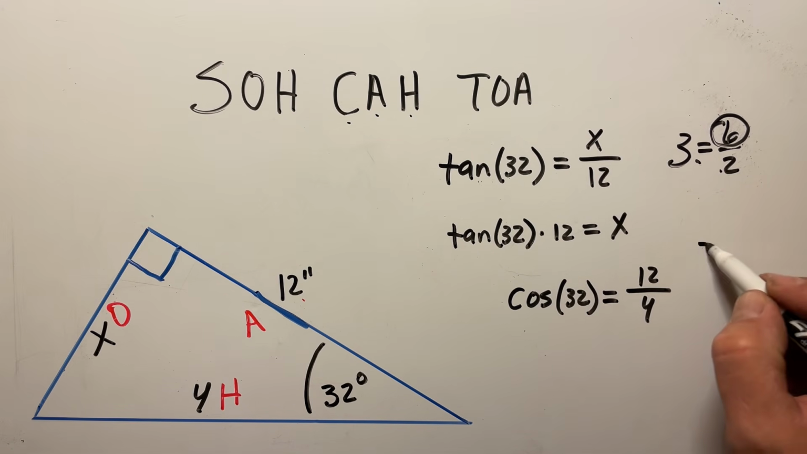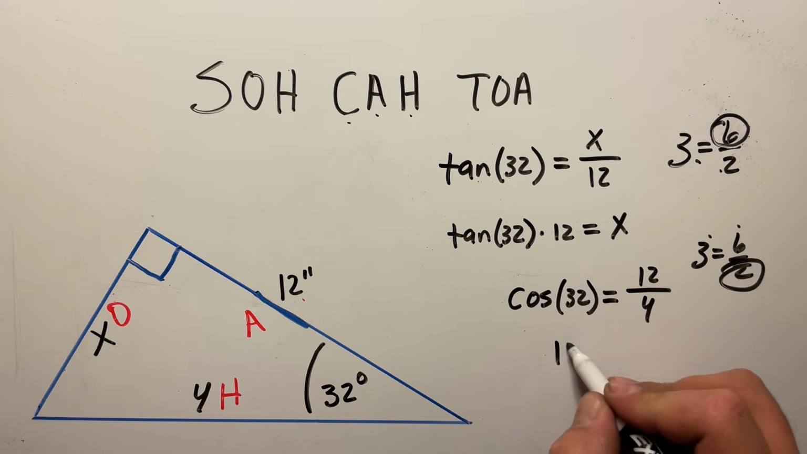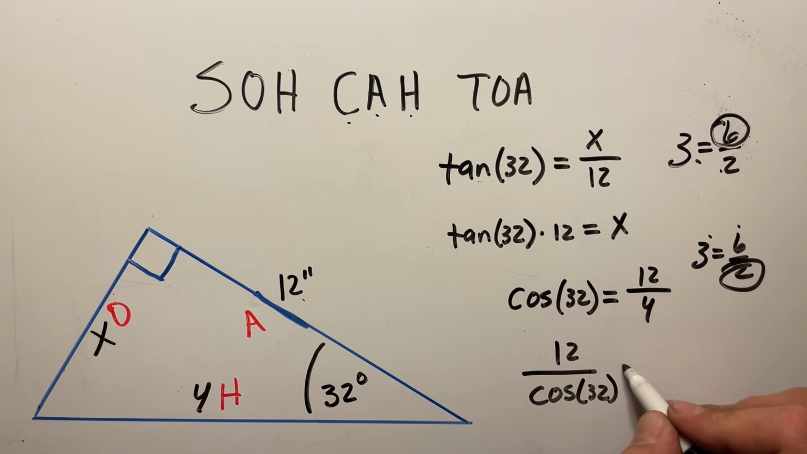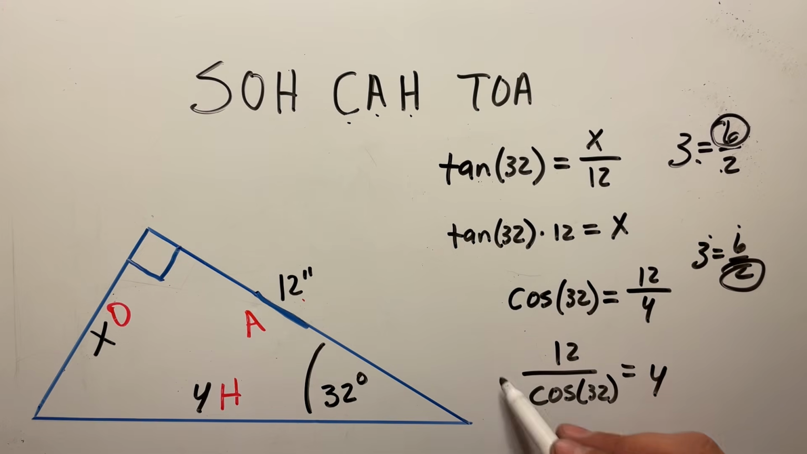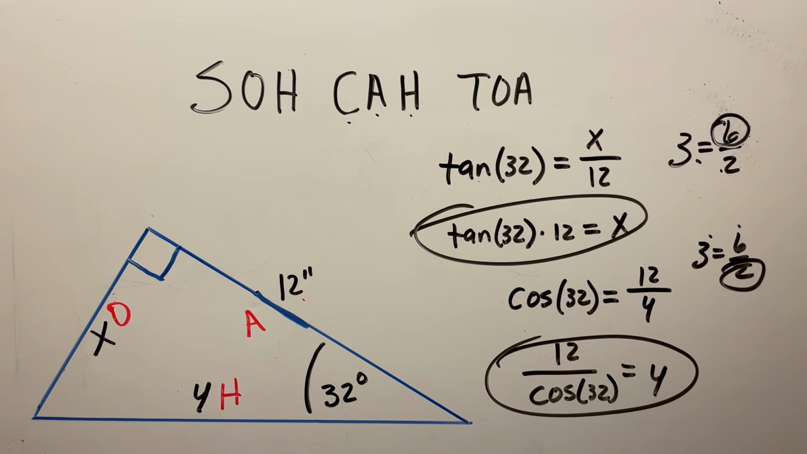Using the same formula again, 3 equals 6 divided by 2. This is our missing information. We know we need to take this one and divide it by this one. So we're going to take 12, divide it by the cosine of 32 degrees, and that will get us our y value. So these are the two formulas that we'll want to input into our calculator to arrive at the correct answers.